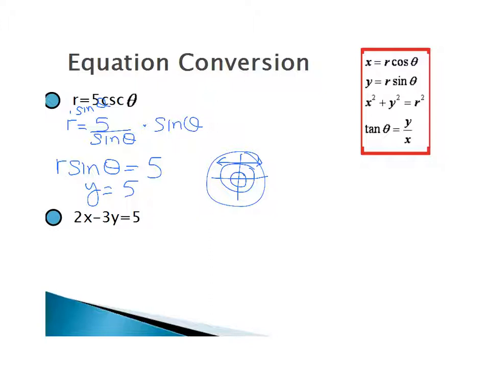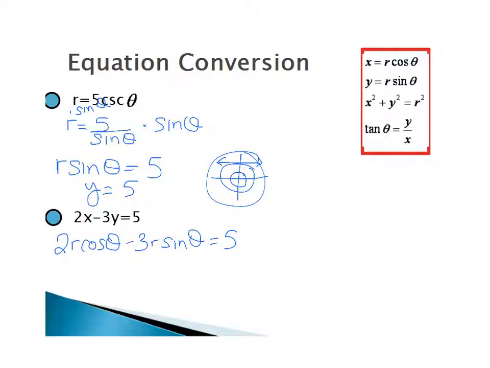On this one, you can see it's already rectangular because it has x's and y's. We want to turn that into polar by turning those x's and y's into r's and thetas. First thing I'm going to do is just substitute. If I have an x, I'm going to replace it with an r cosine theta. If I have a y, I'm going to replace it with r sine theta. 2r cosine theta minus 3r sine theta equals 5.